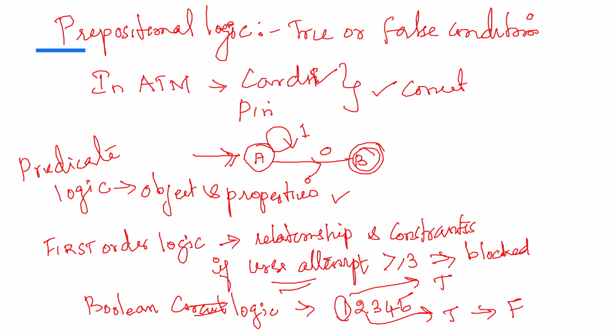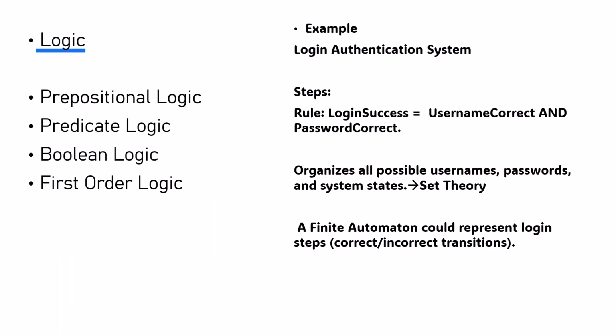Whatever problem we have, we can provide the solution using predicate logic, first order logic, Boolean logic, as well as propositional logic in theory of computation. Especially we can design our machine based on the problem. So this is the logic behind the theory of computation: propositional logic, predicate logic, Boolean logic and first order logic.